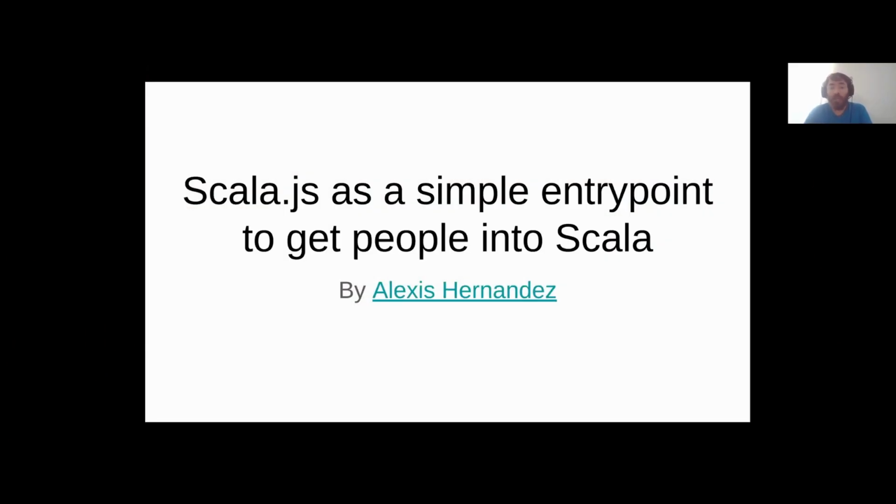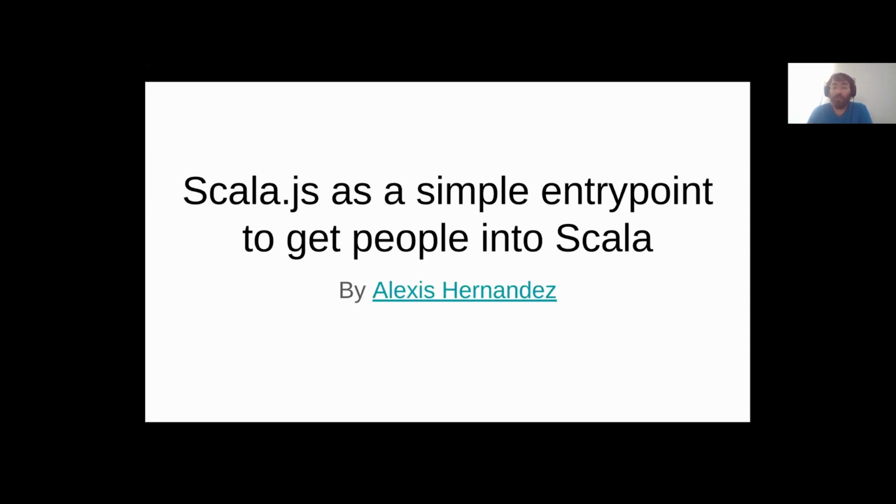Hi everybody, my presentation today is about how we use Scala.js as a simple entry point to get people actually onboarded into Scala. We had been using this method at Wiringbits for around a year, and the results have been surprisingly good. So I believe that other companies can actually benefit from this.